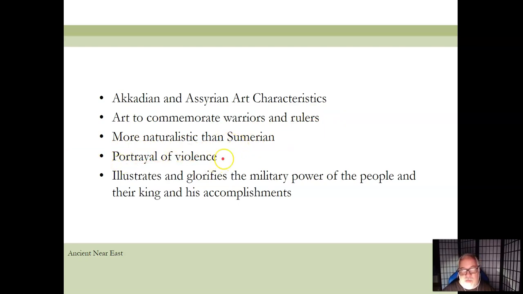Obviously, if you're a warrior culture, you portray more violence. Obviously, if you're a warrior culture, you're glorifying the military power of your people. So the Assyrians and Akkadians, even though they're two different cultures, which they are separate, what's Akkadian art and what's Assyrian art character, for your test question, it would be the same answer. Again, remember, you only need two.